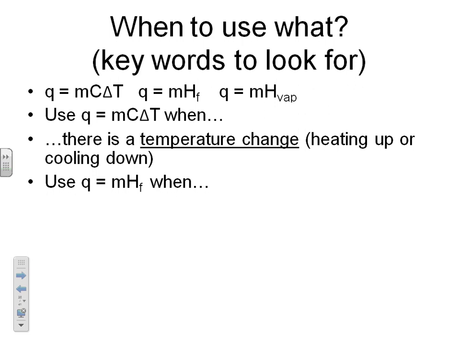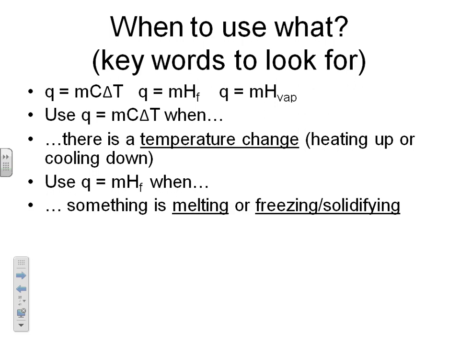Q equals MHF. How are you going to know to use Q equals MHF? Again, you want to look at what makes this equation different from the other two. And the thing that makes it different is the HF bit. So what does that F stand for? That F stands for fusion. What is fusion in this context? Melting. If the problem describes something melting or something freezing, because remember you can use this for freezing as well, or uses the word solidification, which is just a fancy word for freezing, or uses the word crystallization, which is just a fancy word for freezing, then we want to use Q equals MHF. Mass times heat of fusion gives the amount of heat required to melt something.